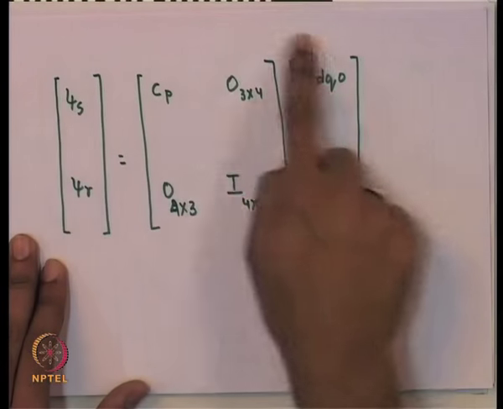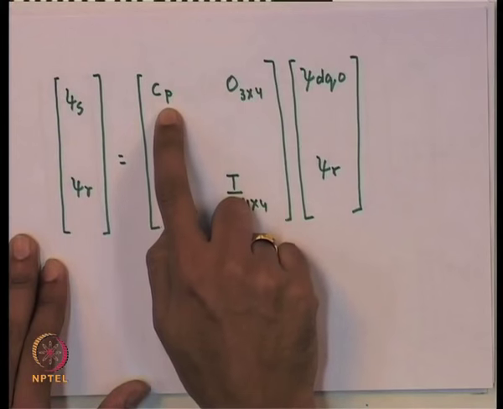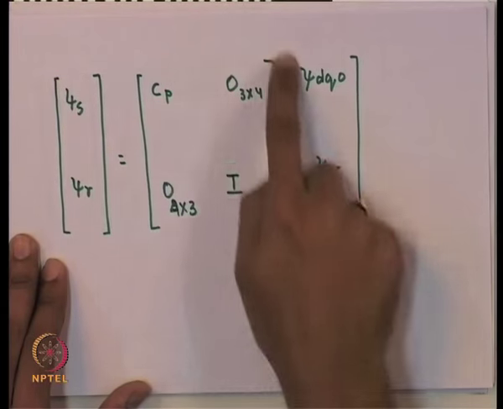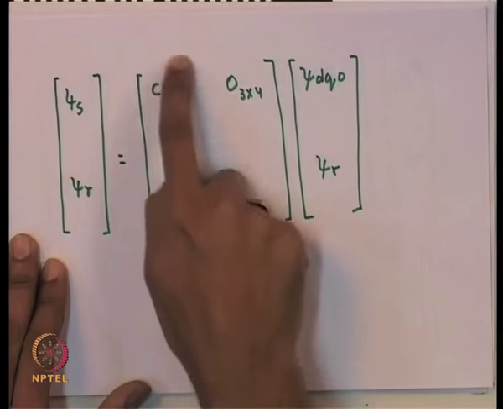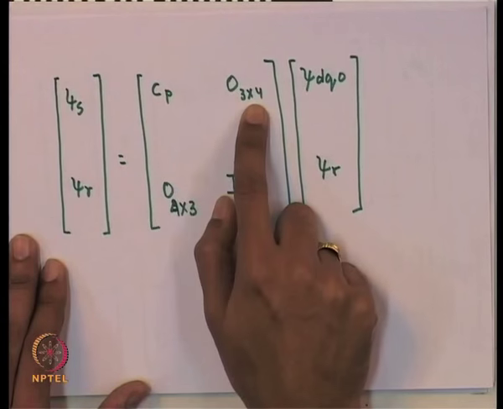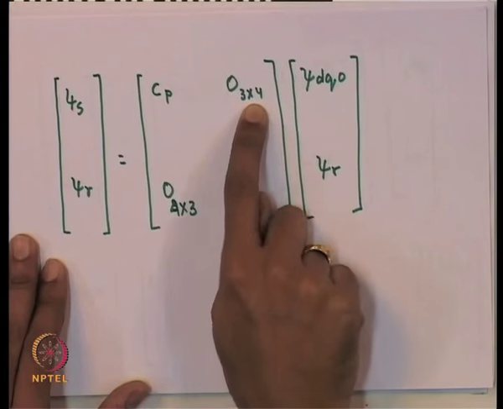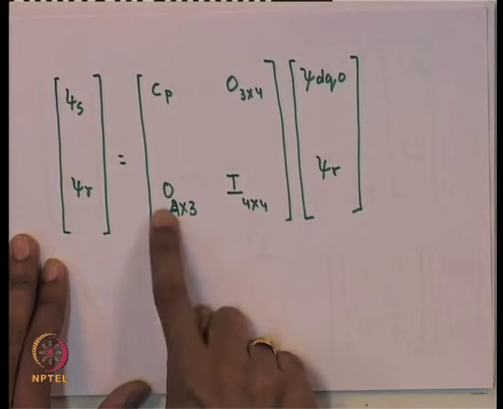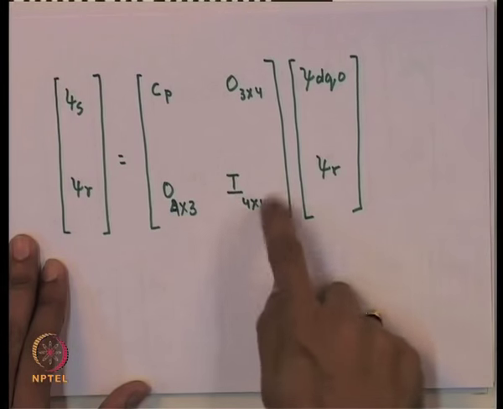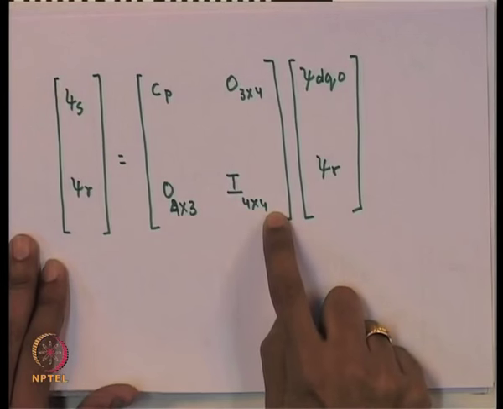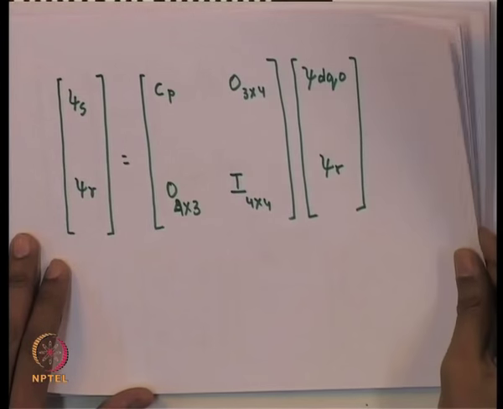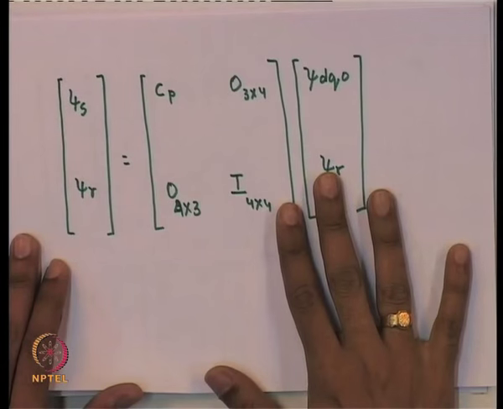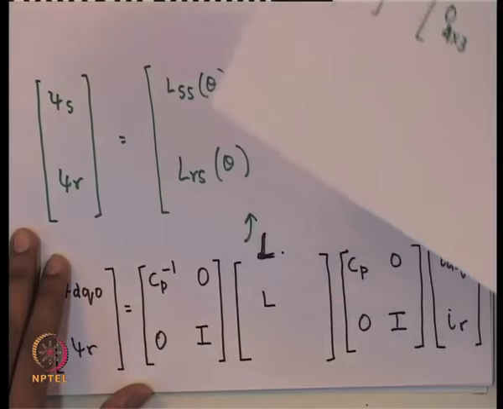So, the transformation, if you look at it, has this submatrix C p as an element of this larger matrix. This is a 3 by 4 null matrix, this is a 4 by 3 null matrix, and this is an identity matrix which is 4 by 4. So, what I will do is apply the transformation to these variables.